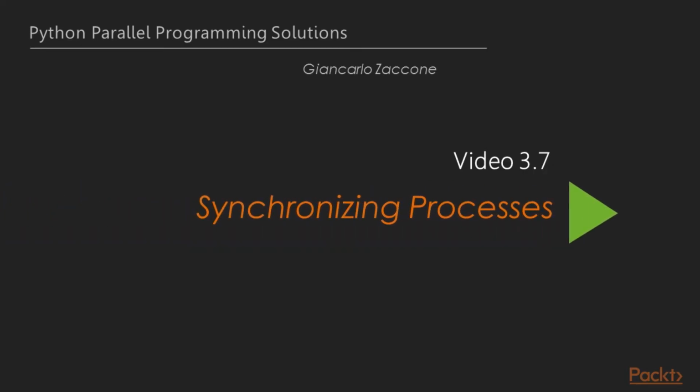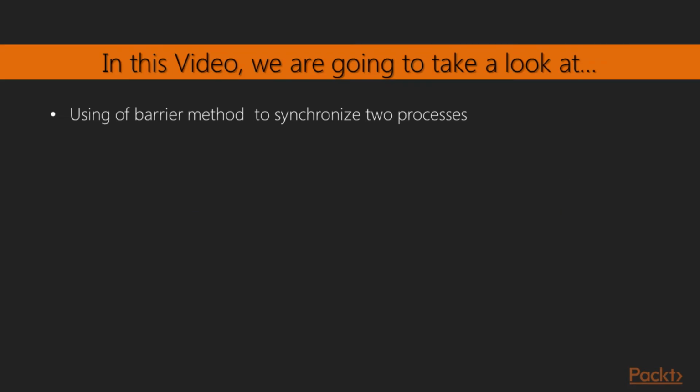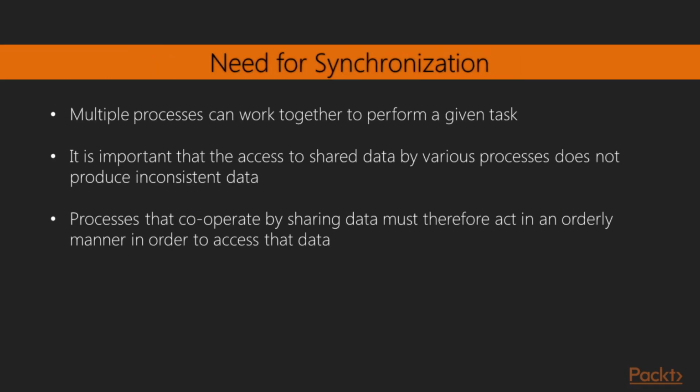In the previous video, we saw how to exchange objects between processes using queues and pipes. Here's our 7th video of the section, Synchronizing Processes. In this video, we'll check out the process management with the barrier. Multiple processes can work together to perform a given task. Usually they share data. It's important that the access to shared data by various processes does not produce inconsistent data. Processes that cooperate by sharing data must therefore act in an orderly manner in order to access that data.